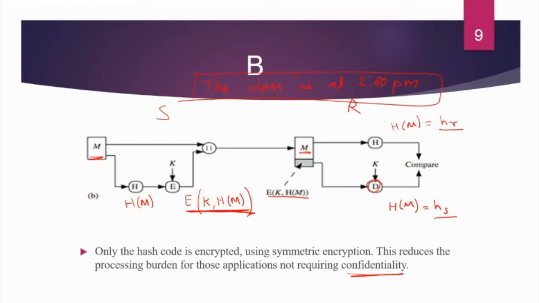So the question is, what if we do not encrypt the hash code? So you are saying that we will just append the hash code of the message and send it to the receiver end, right? This is what you are saying? Yes, and only the message is encrypted and not the hash code. Yes, so that is another way.